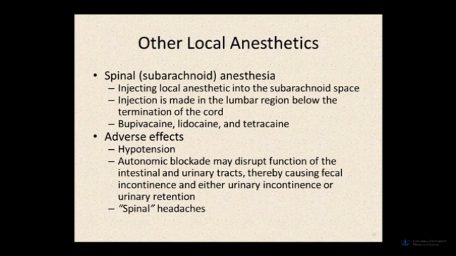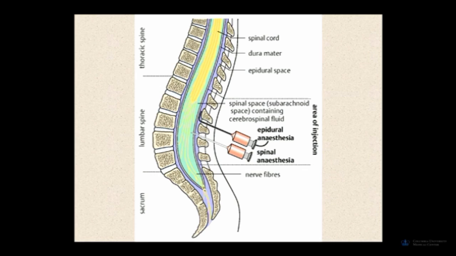Spinal anesthesia, the local anesthetic is actually placed into the subarachnoid space. Here's showing the epidural space, right? The epidural anesthesia, and then the spinal anesthesia is actually going through the dura mater, through the arachnoid mater, and it's in that space between the arachnoid mater and the pia mater. And it's a much more potent local anesthesia of the lower portion of the spinal cord.